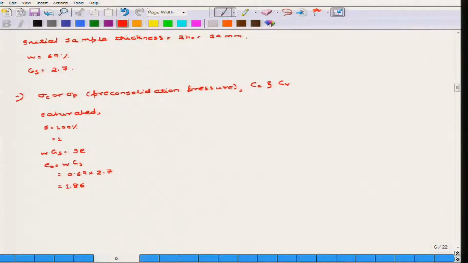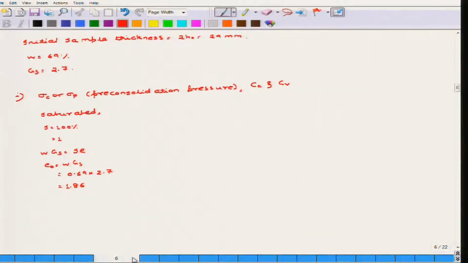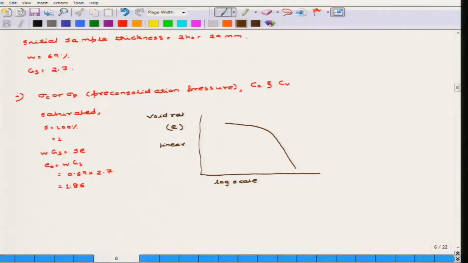Now, moving to the next void ratios, it has already been given how they vary. After 1.86 it becomes 1.82, 1.81, 1.80 and so on. So, the plot now looks like this, where this axis is in log scale and this is in linear scale. This is e, the void ratio, and this is sigma, which is in daN per centimeter square.